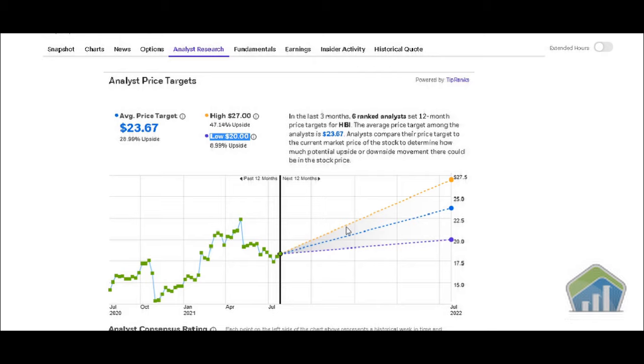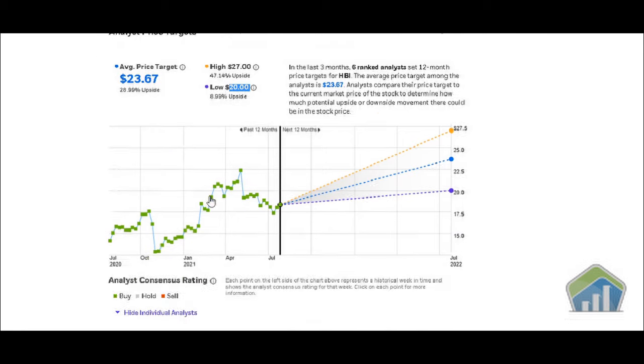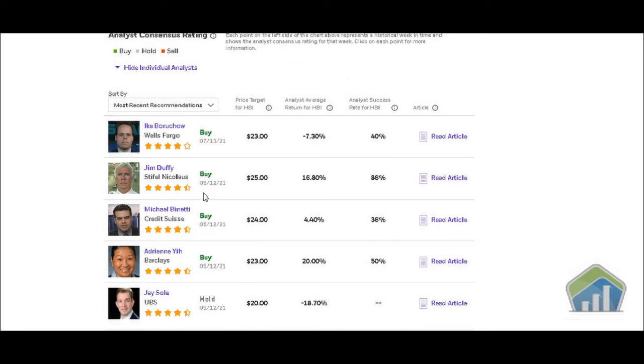So we have this orange line right here that's going to resemble our $27 high, and then we have our blue line, which is going to be our average cost of $23.67, and then we have the purple line, which is going to be our $20 low. As we scroll down, we get to actually see the different analysts that put those price targets out there, and we have Wells Fargo, Stifel, Credit Suisse, Barclays, UBS, so on and so forth, right? So we have buys all the way down, except for on May 12th, where we got a hold from J Soul, right? So price targets 23, 25, 24, 23, 20.